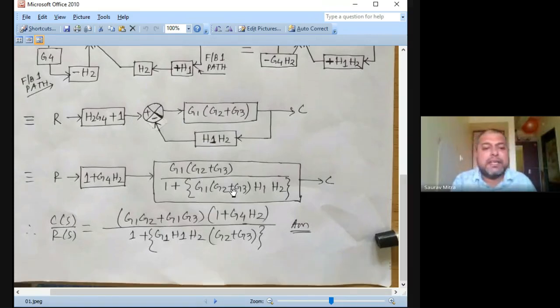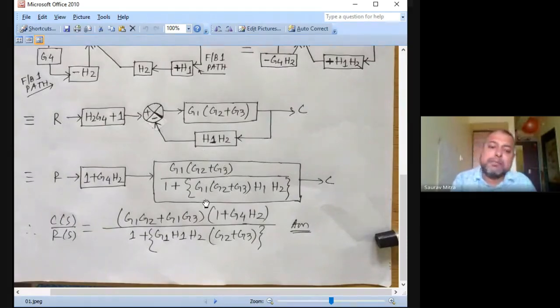As the feedback path is negative feedback, what you are finding here is (G1 into G2 plus G3) divided by 1 plus (G1 into G2 plus G3) into the feedback element, that is H1 H2. And the first part, the feed forward, is 1 plus G4H2. So multiply these two things now. What you are finding is C(s) by R(s) is 1 plus G4H2.